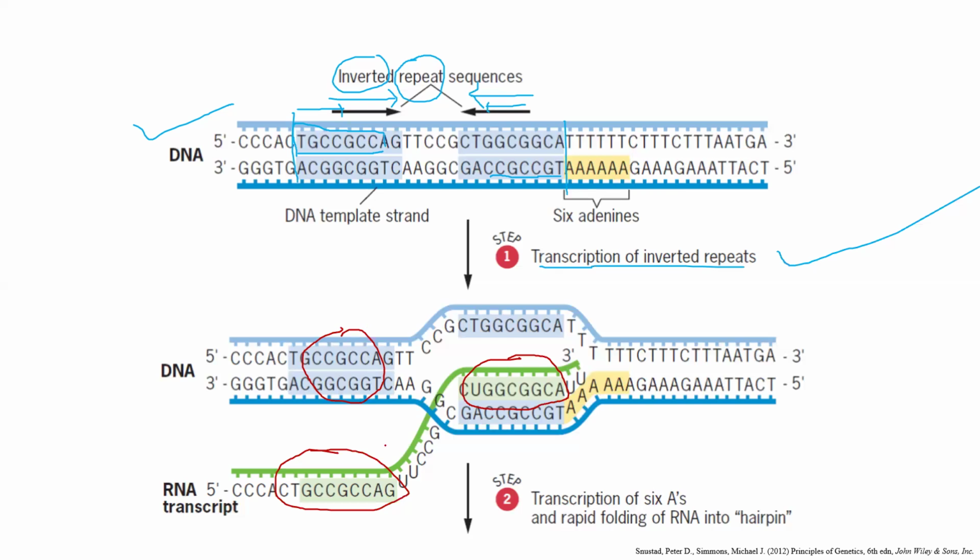And once these inverted repeats are copied into mRNA, do not forget that they are complementary, they are inverted. So once the mRNA is being made, there would be a rapid folding of the mRNA into a hairpin-like structure, and this would happen immediately after the mRNA is synthesized. Now, what do you mean by hairpin-like structure?